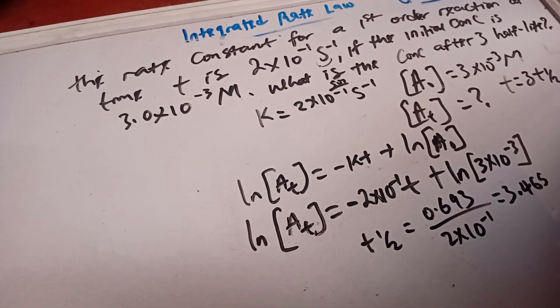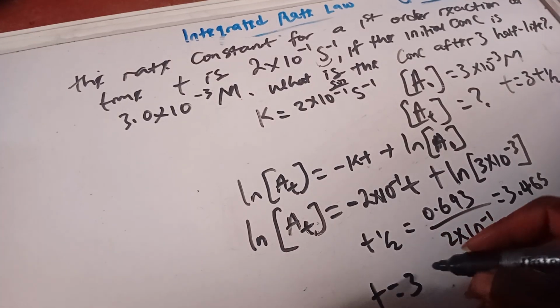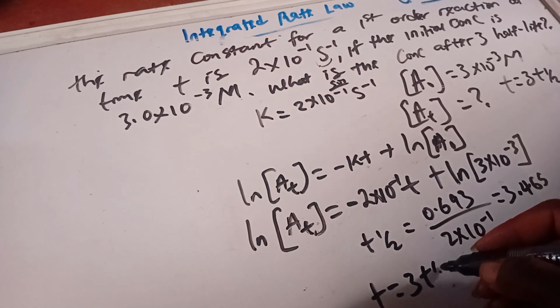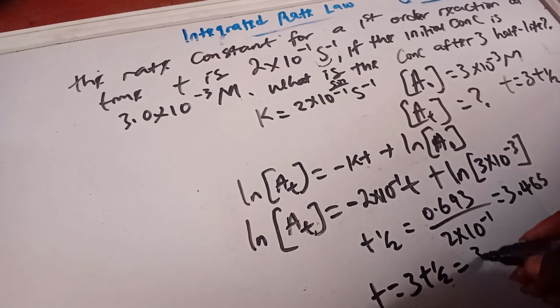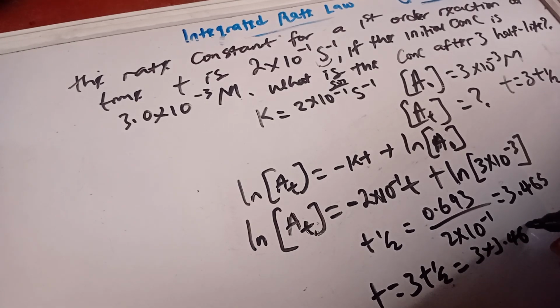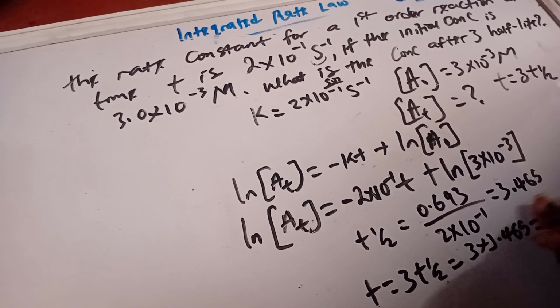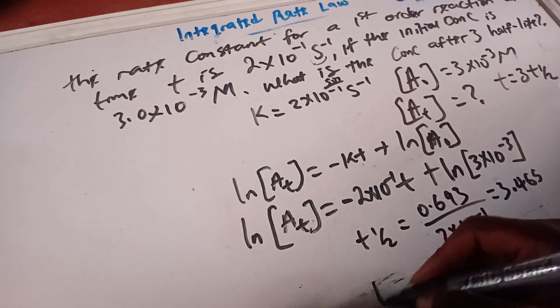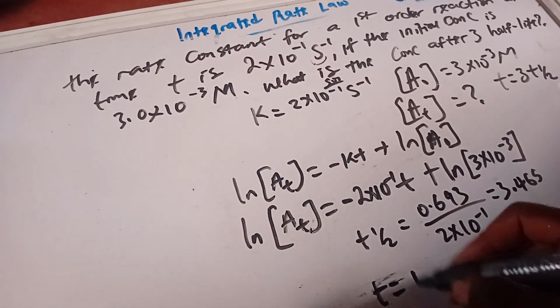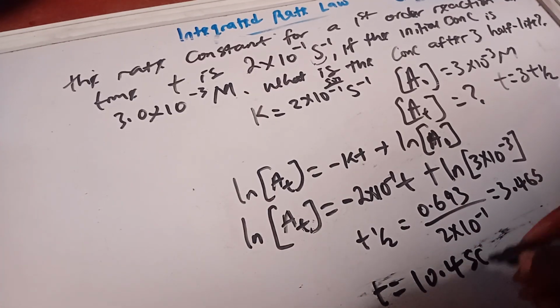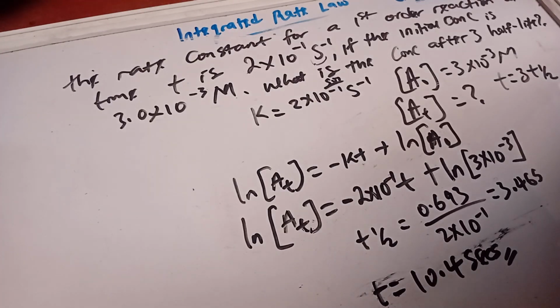Since our t equals 3 half-lives, it is going to be 3 times 3.465. So our time, 3 half-lives, 3 times this, is 10.4 seconds. 10.4 seconds.